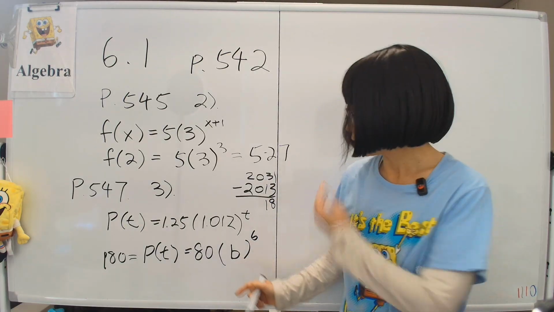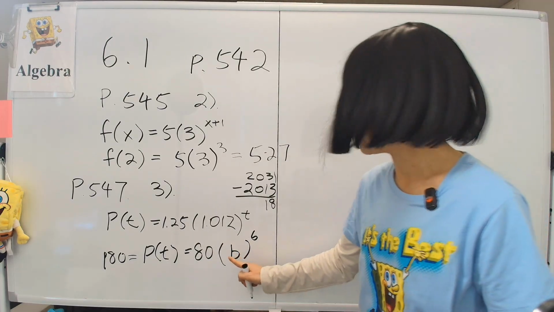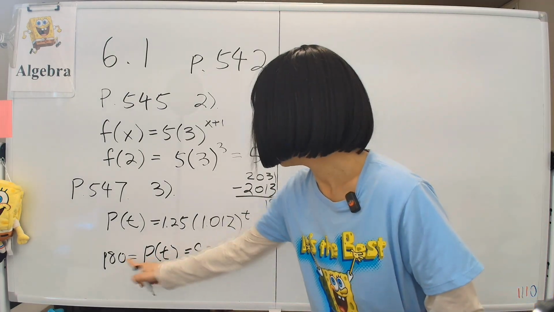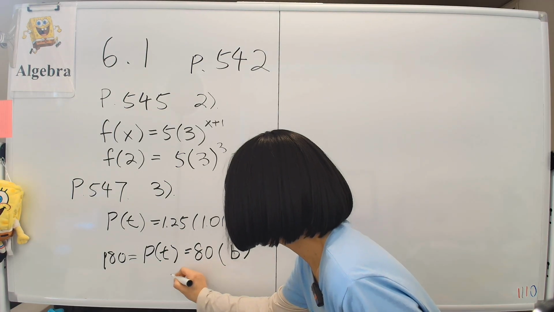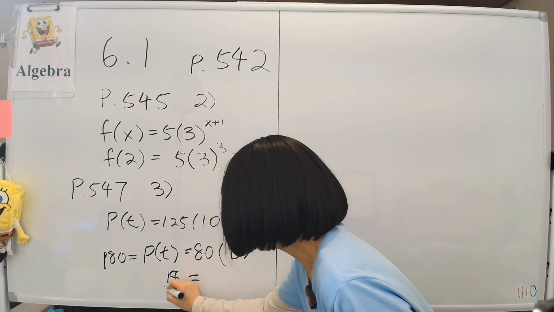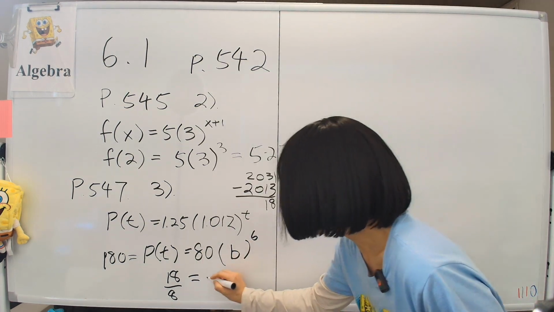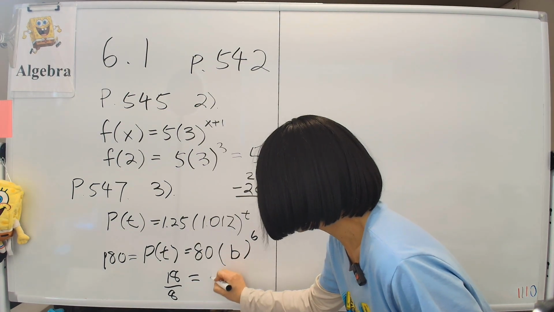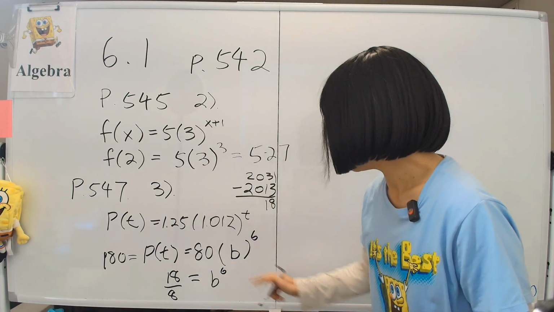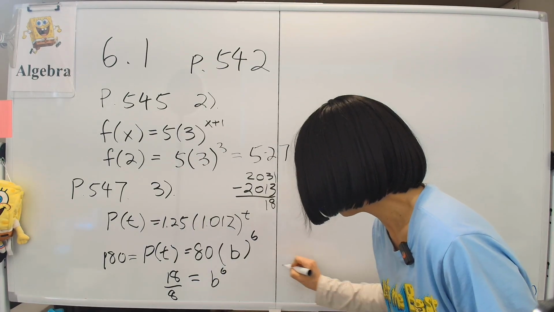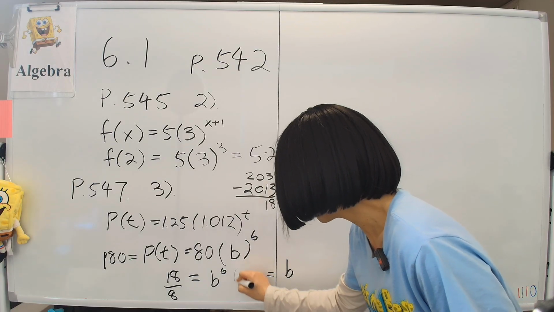To do that, let's solve this equation. First, we need to isolate the b, which means we need to get rid of the 80, and that is simple enough. We'll just write down 180 divided by 80. I'm ignoring the 0. Then there's b to the power 6 right here. So to find b, b will be equal to this thing to the 1/6 power.